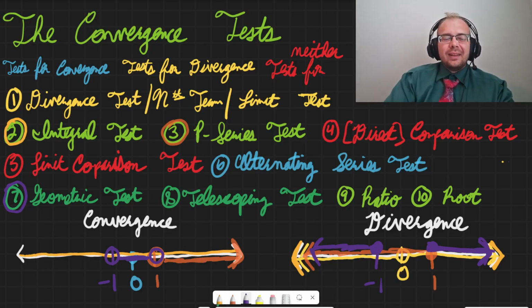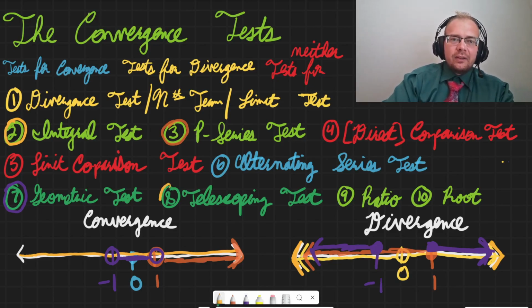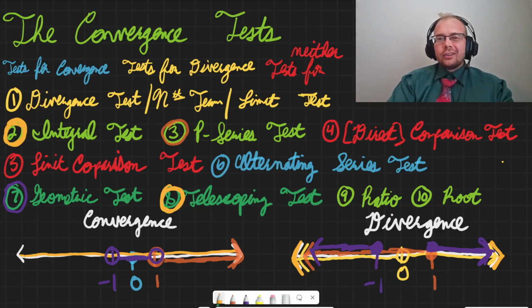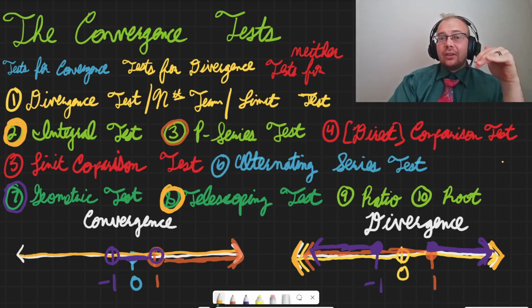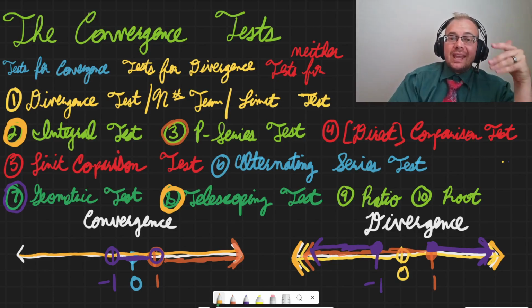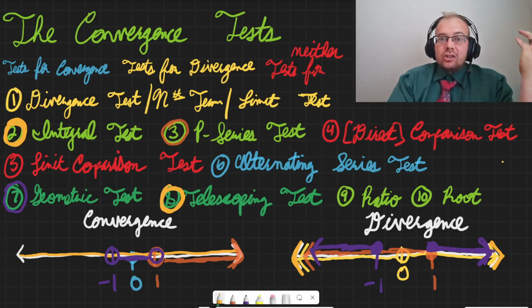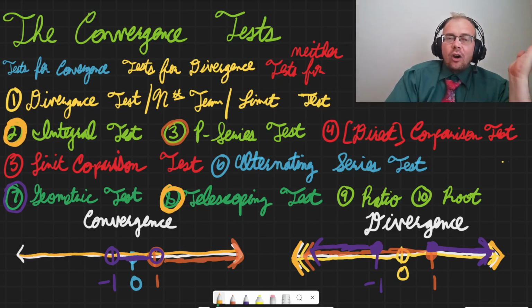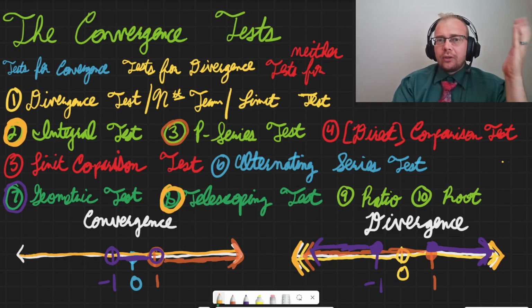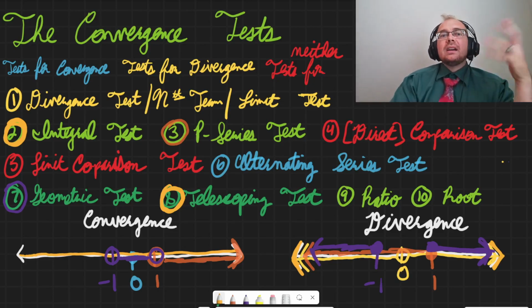Telescoping test is kind of hard. It's kind of like the integral test, so we're going to give this the same color scheme as the integral test. Because basically it either works or it doesn't. If you can use the telescoping test, then it will either tell you that there's an answer or that there's not an answer. If you can't use it, then you just have to try some other test, just like the integral test. If there's no way to take the integral, or if it's insanely hard, so it's not worth your time, then use some other test.